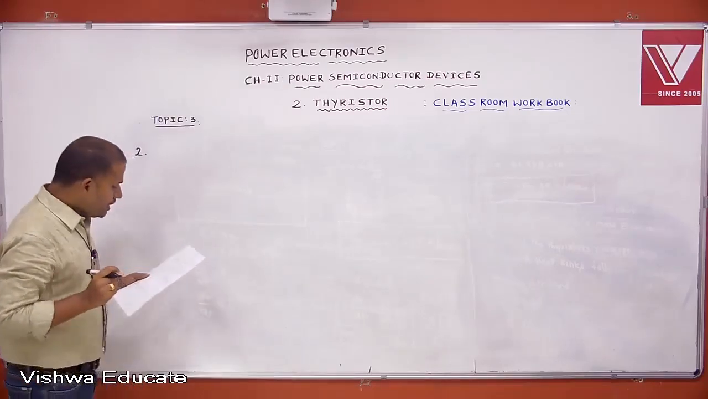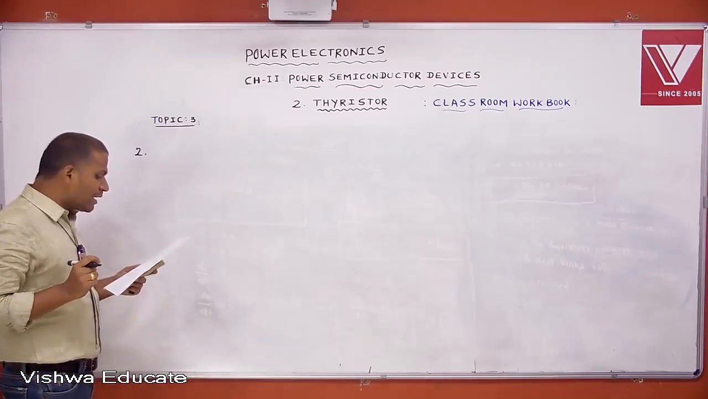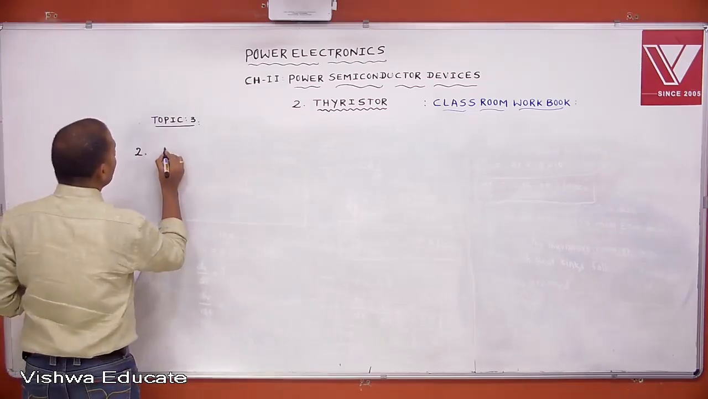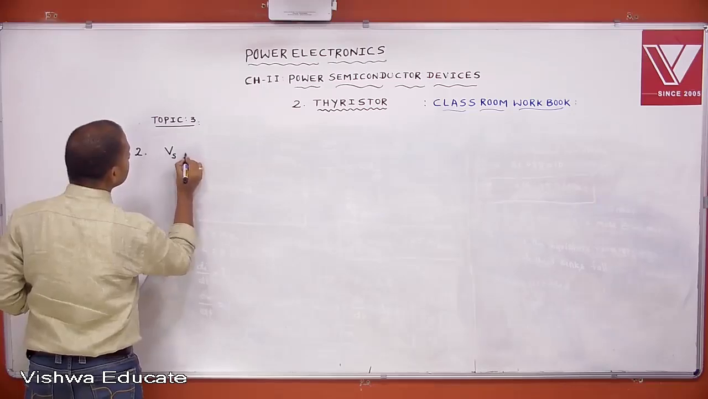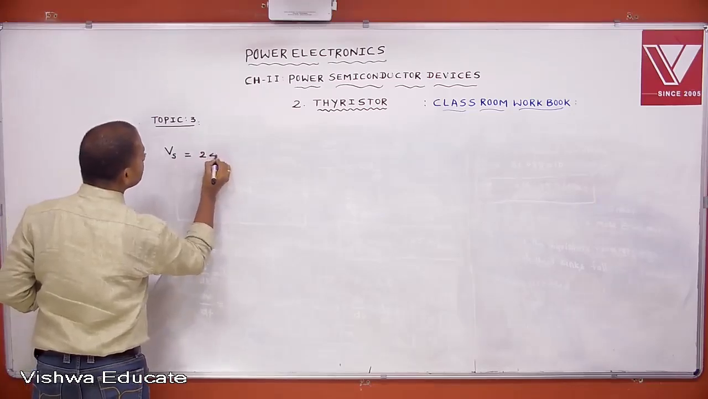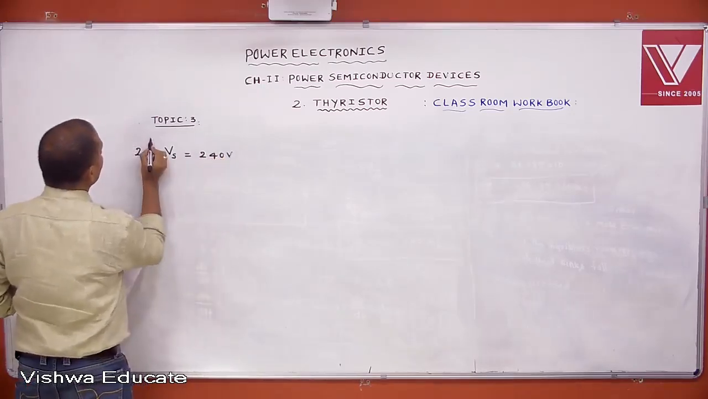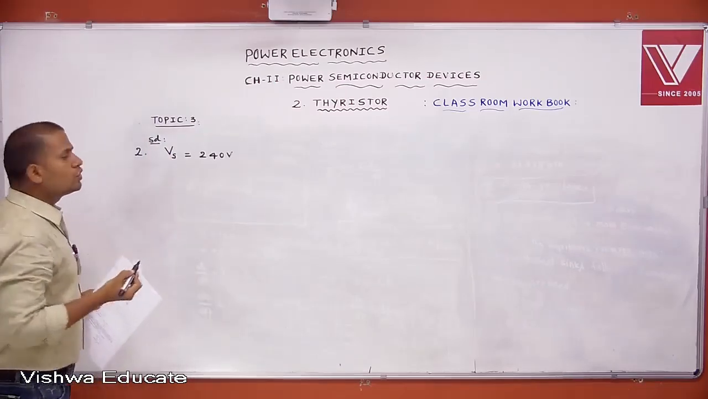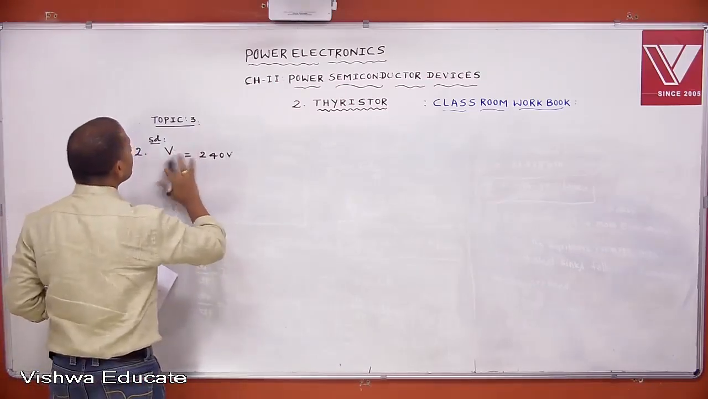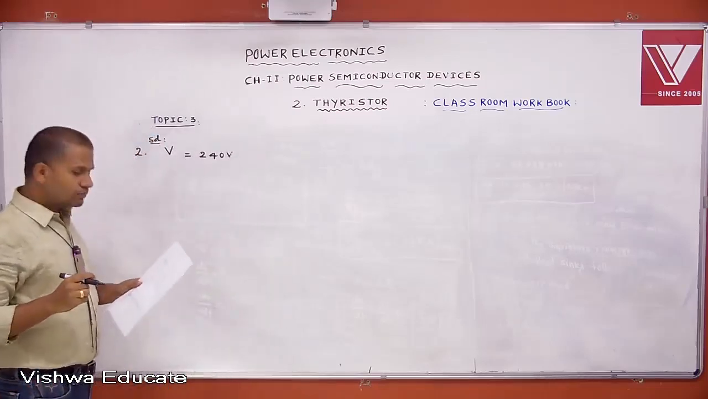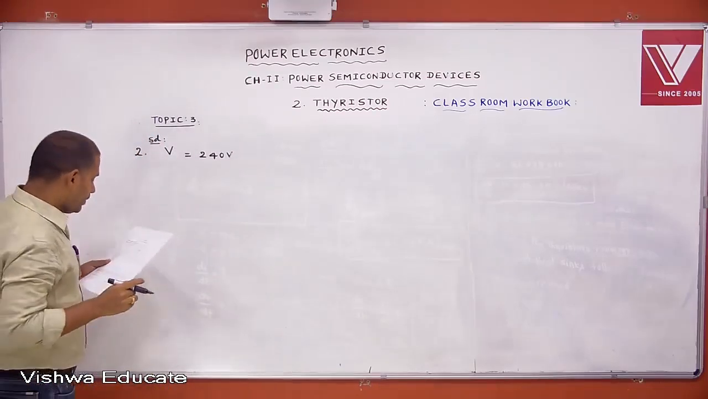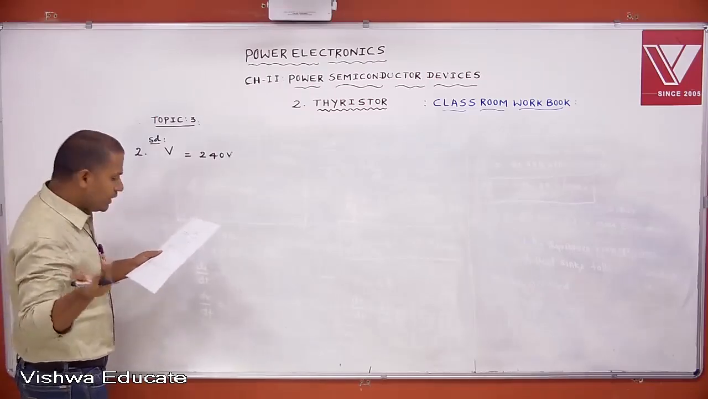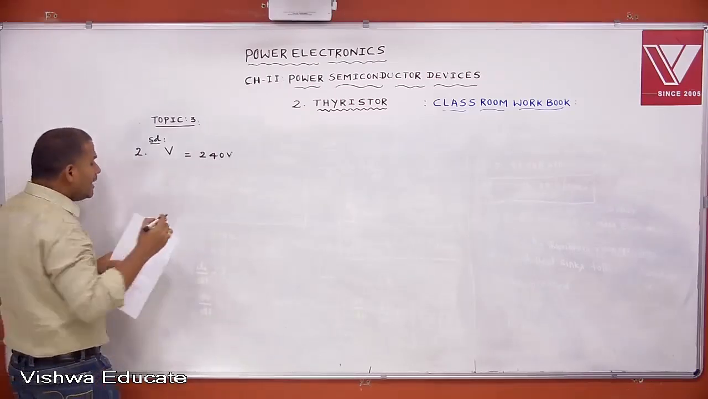A thyristor is placed between a constant DC voltage source of 240 volts. What is the source voltage? Vs is 240 volts. Now, what is the solution for this problem? Second one, source voltage V is how much? 240 volts. But the load is R, and the load value is not given. If it is not given, no need to take it. Then di by dt is given.